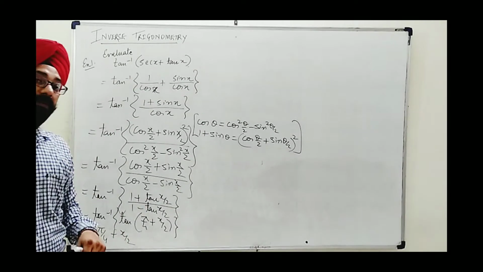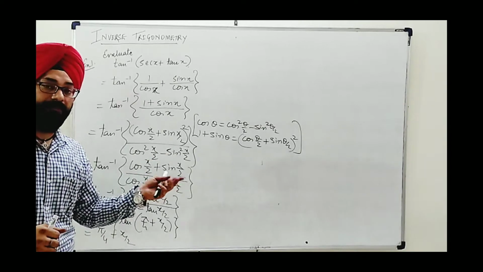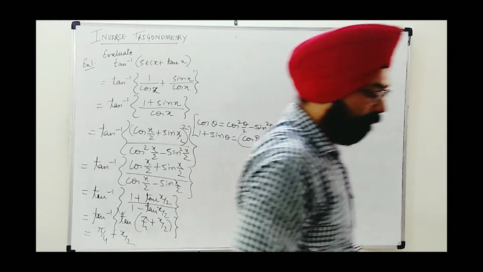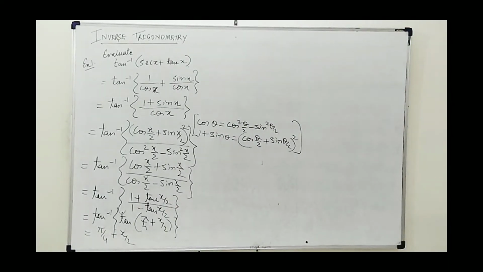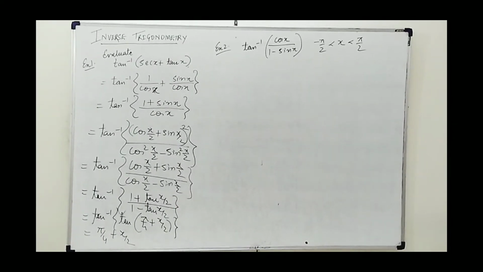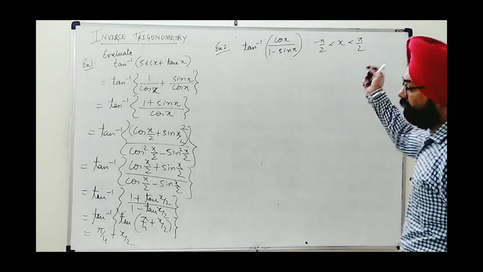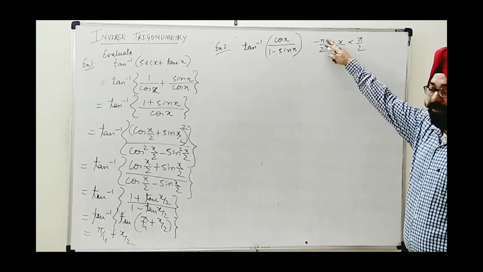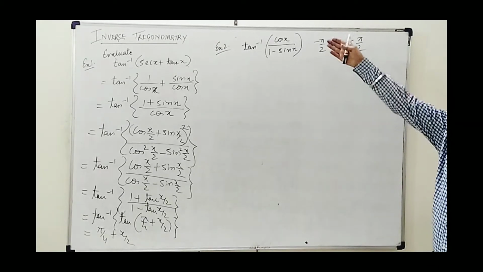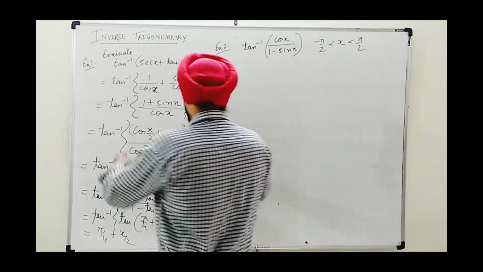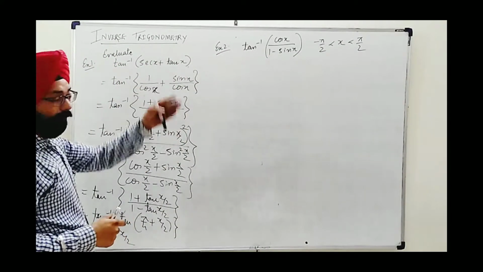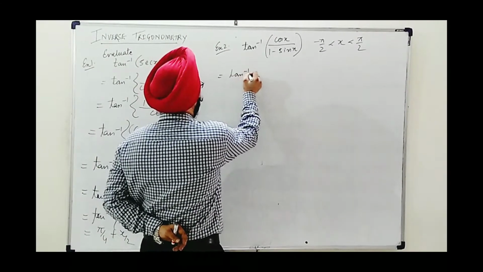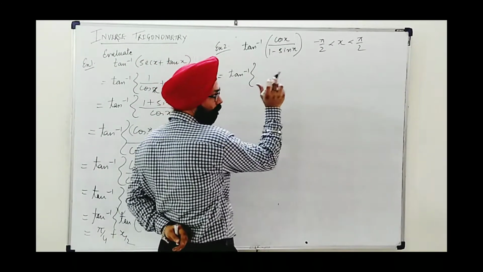Now next example we will take of such a question in which we are assigned one condition. So according to the condition, let's see how to simplify. Here in this question we are given one condition for x. X is the angle here, lying between minus pi by 2 and pi by 2. Pattern is the same, you can see cos upon 1 minus sine. So we will apply the same first. We will try to avail one tan inside the tan function.